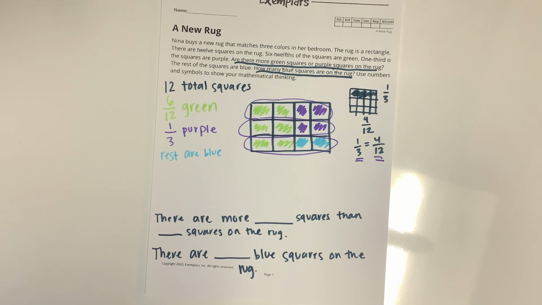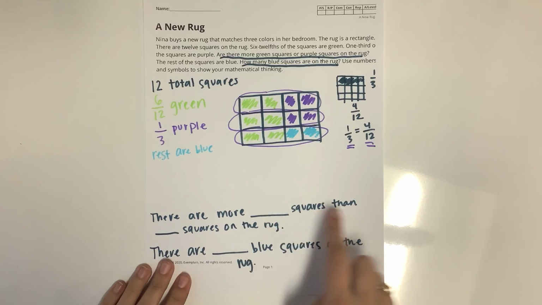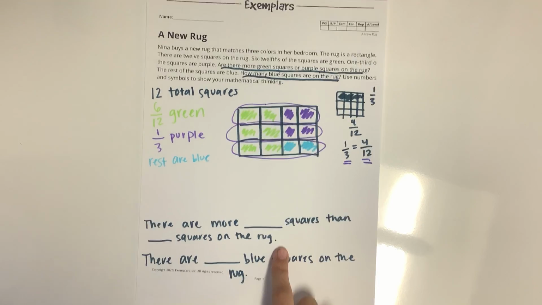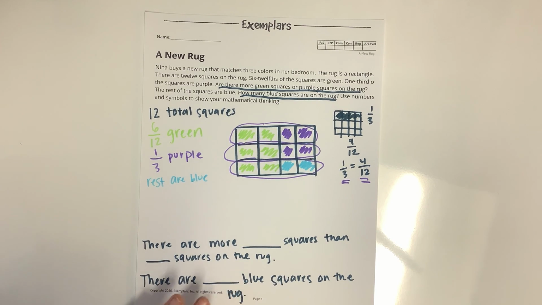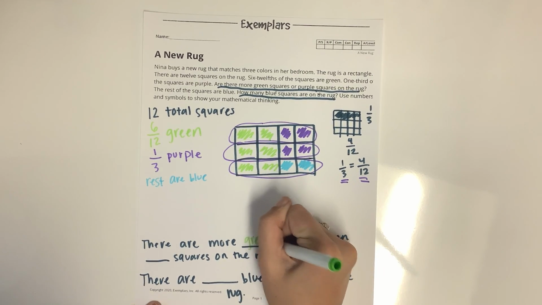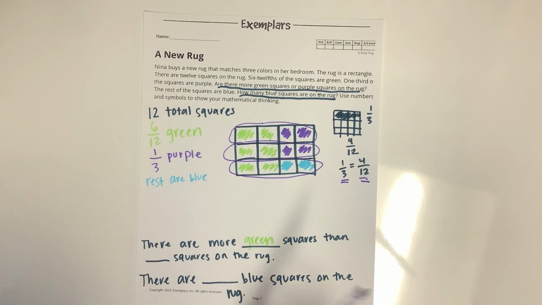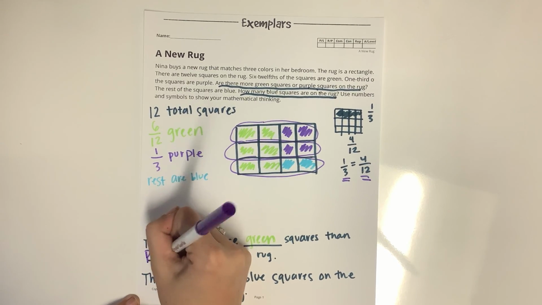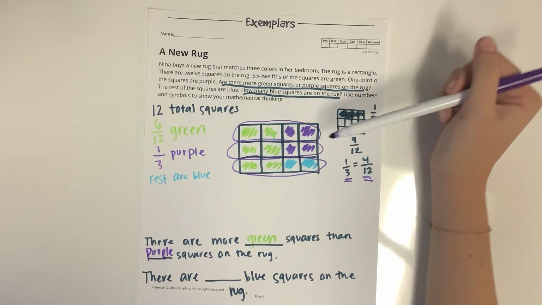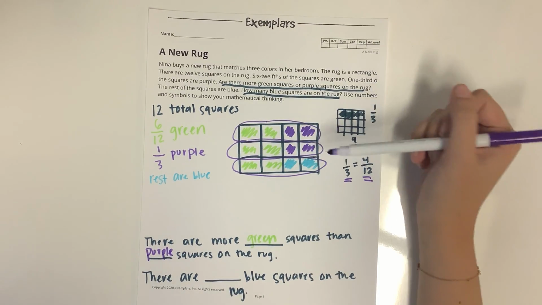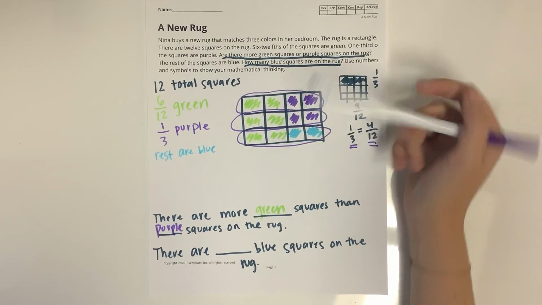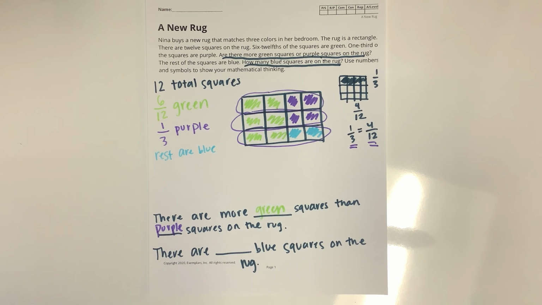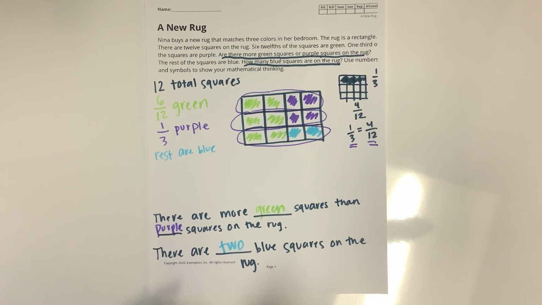All right, now let's see if we can answer these questions. There are more blank squares than blank on the rug. I'm comparing green and purple squares. There's more green squares than purple squares on the rug. I was pretty sure that was going to be my answer at the beginning because we recognized that half of them were green. So unless they were lying and there were no blue squares, there was no way that purple could actually have more. But it was important that I did that math because now it's asking me how many blue squares are there. There are 2 blue squares on the rug.